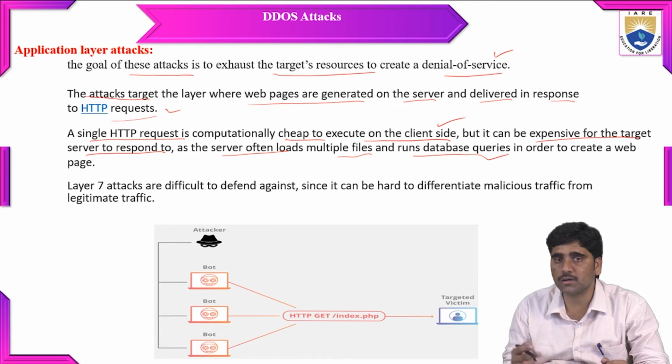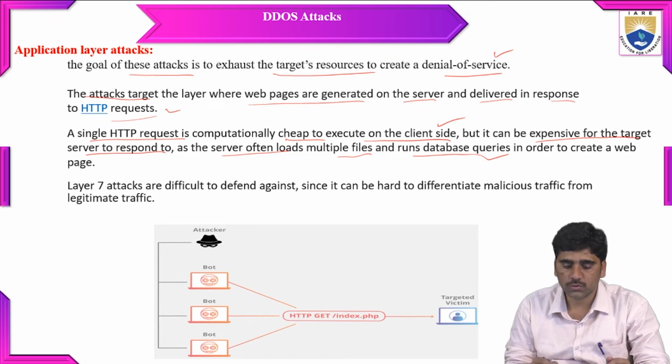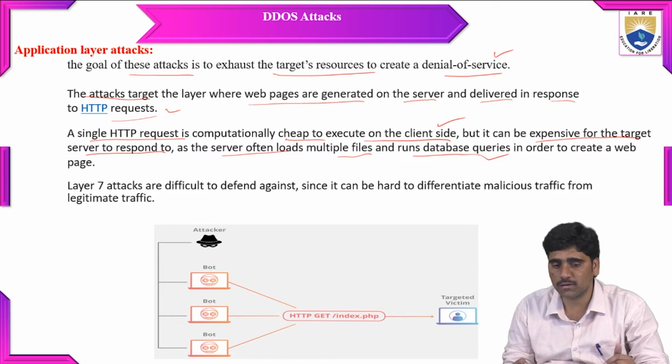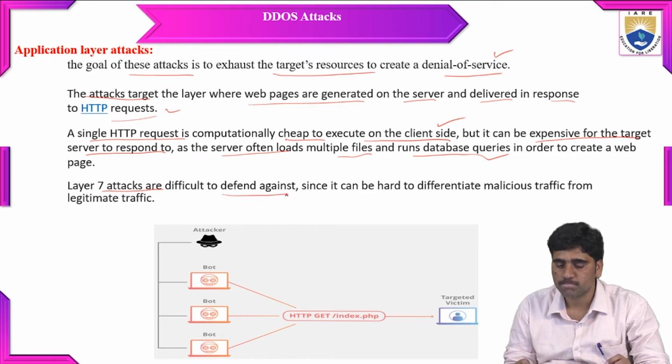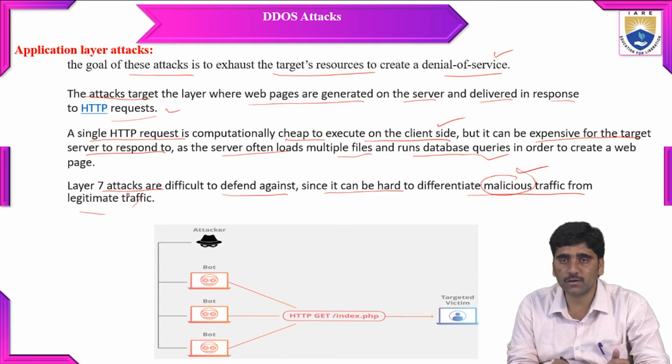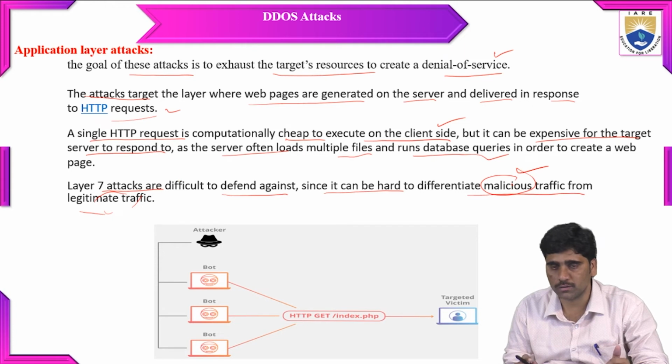So it loads automatically databases queries to create a web page. The application layer comes in the seventh part. So layer 7 attacks are difficult to defend against, since it can be hard to differentiate malicious traffic from legitimate traffic. So what is malicious traffic and what is legitimate traffic? Differentiating between them is very hard.